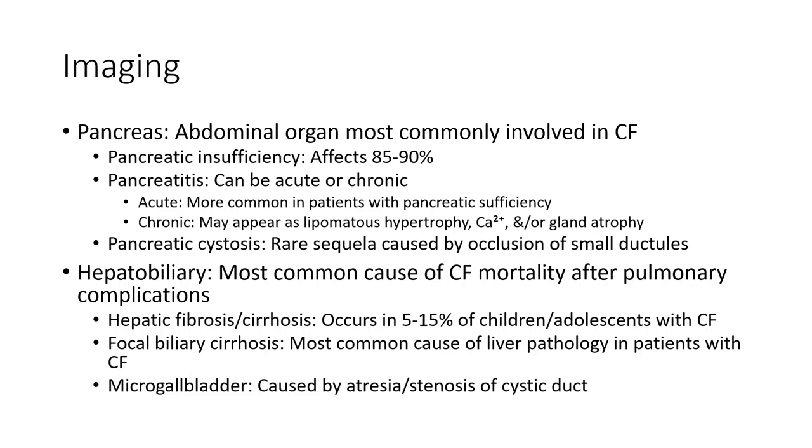Hepatobiliary: the most common cause of cystic fibrosis mortality after pulmonary complications. Hepatic fibrosis and cirrhosis occur in 5 to 50% of children and adolescents with cystic fibrosis. Focal biliary cirrhosis is the most common cause of liver pathology in patients with cystic fibrosis.